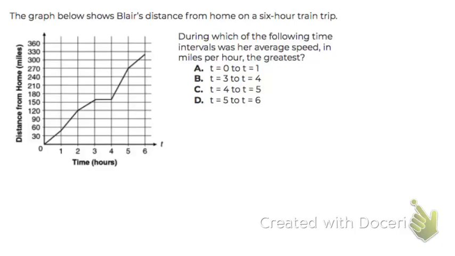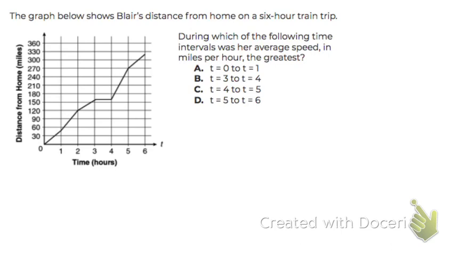Here it says the graph shows Blair's distance from home on a 6-hour train trip. During which of the following time intervals was her average speed in miles per hour the greatest? So we need to remember that speed is your rate of change, and rate of change is the same as slope.